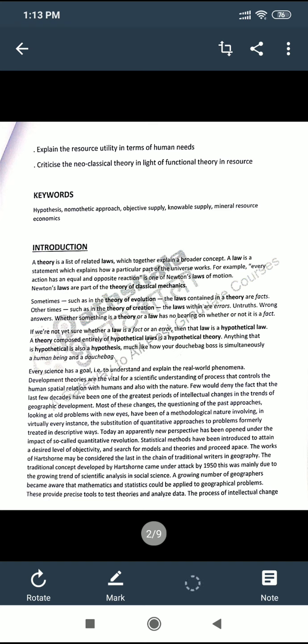Sometimes, such as in the theory of evolution, the laws contained in the theory are facts. Other times, such as in the theory of creation, the laws within are errors, untruths, wrong answers. Whether something is a theory or a law has no bearing on whether or not it is a fact. If we are not yet sure whether a law is a fact or an error, then that law is a hypothetical law. A theory composed entirely of hypothetical laws is a hypothetical theory.